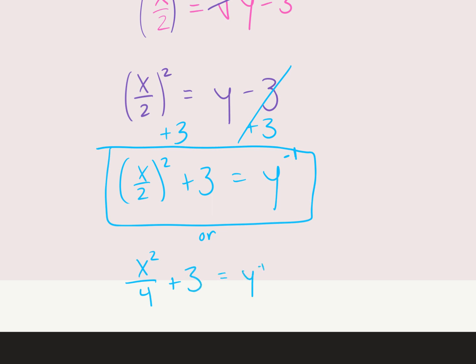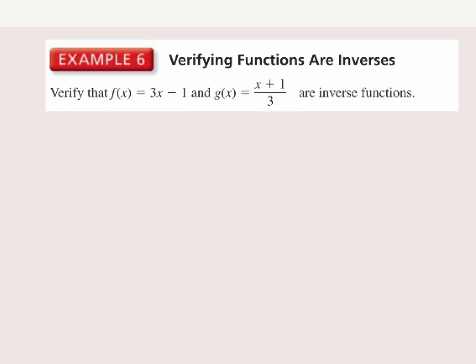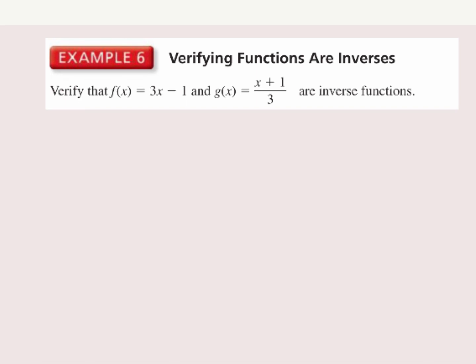So either way would have worked, either answer. They're both fine, both right. All right, example 6 is a little bit different. It gives us 2 functions, and we have to verify if they are inverses or not.